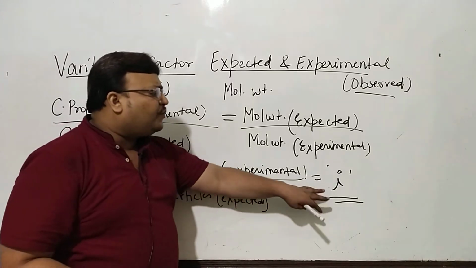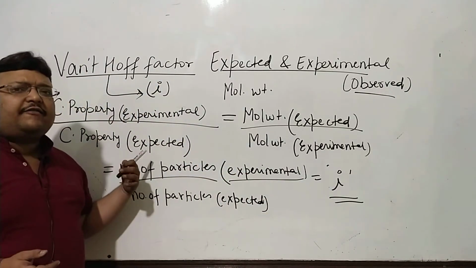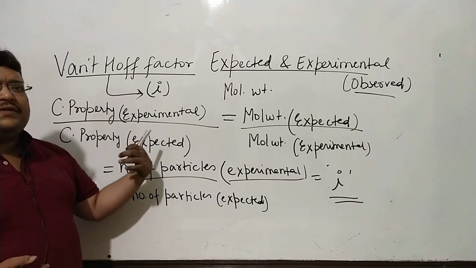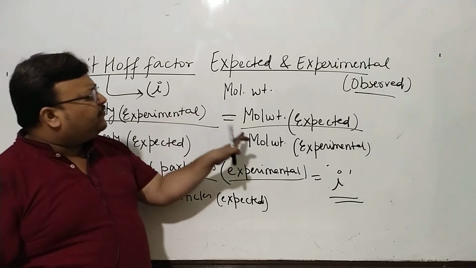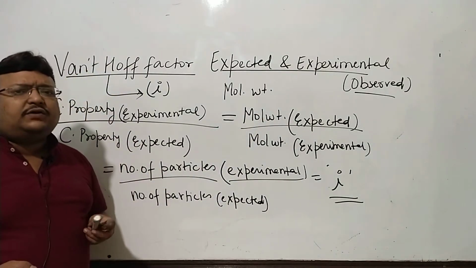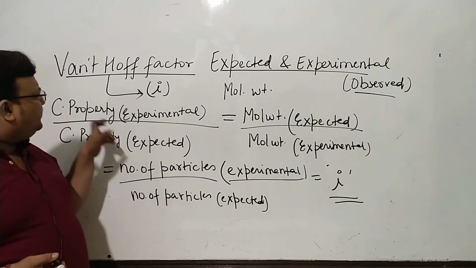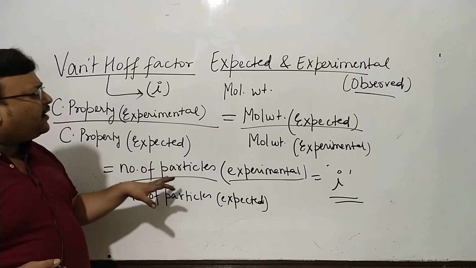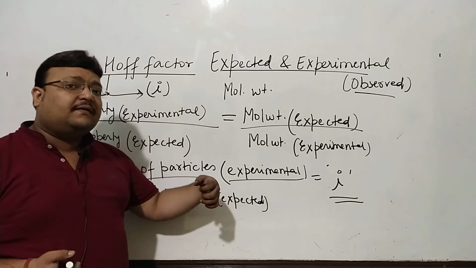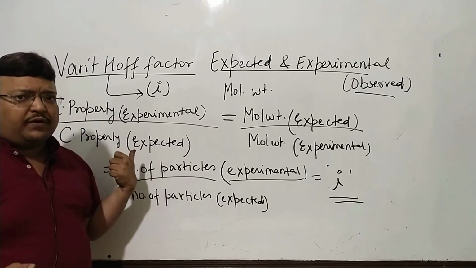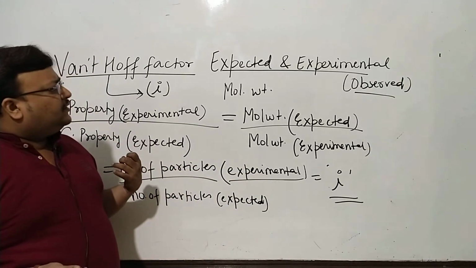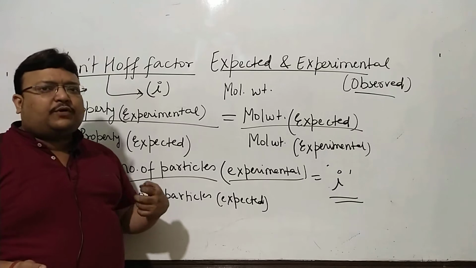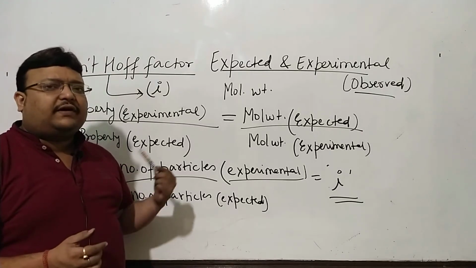So what is the Van't Hoff factor? Popularly represented as a small i, it is the ratio of colligative property experimental, observed, upon colligative property expected. Naturally, this will be inversely proportional to the molecular weight values, and it is proportional to the number of particles. So the number of particles in the real experimental case being more, colligative property would be more, and molecular weight will be lesser.